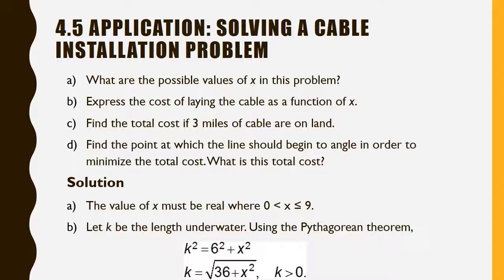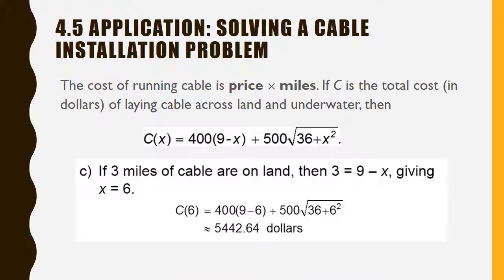Now, K is going to be the length of the cable underwater. We mentioned that before. So we're going to use the Pythagorean theorem, because we've got a right triangle there, and say that K squared has to be 6 squared plus x squared. So K is going to be the square root of 36 plus x squared. We know it has to be greater than 0.